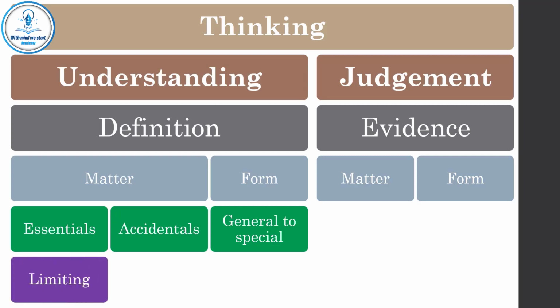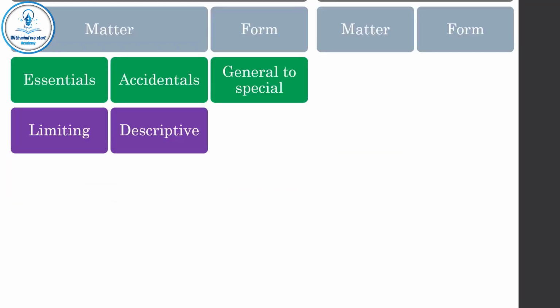A limiting definition is a definition which seeks reality and uses essentials. A descriptive definition is a definition which seeks discrimination and uses accidentals. Now let's have some applications on understanding and definitions.